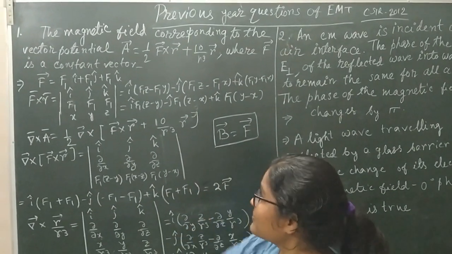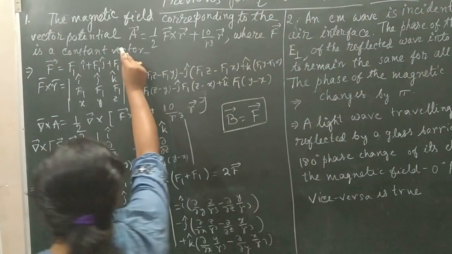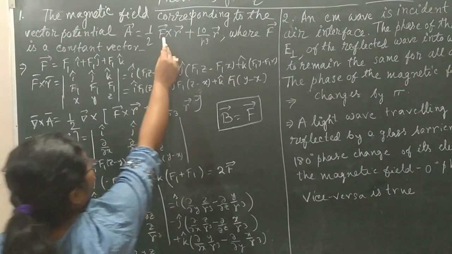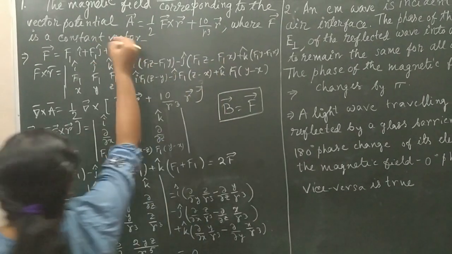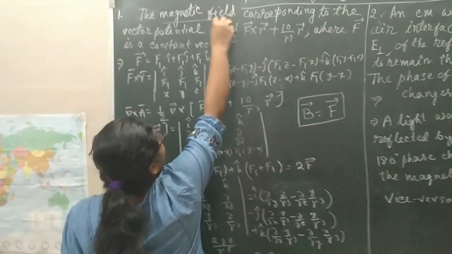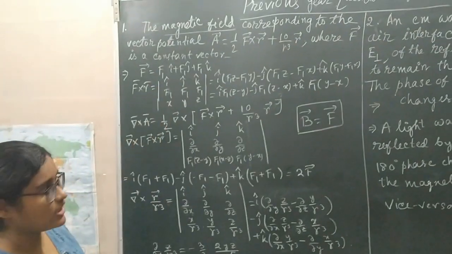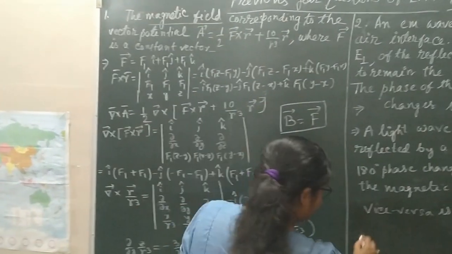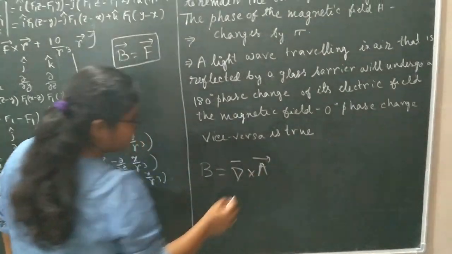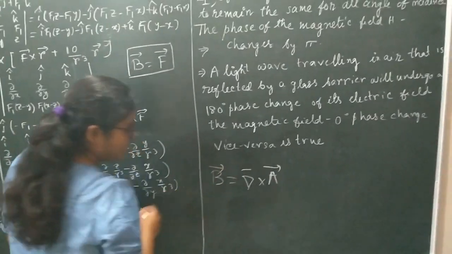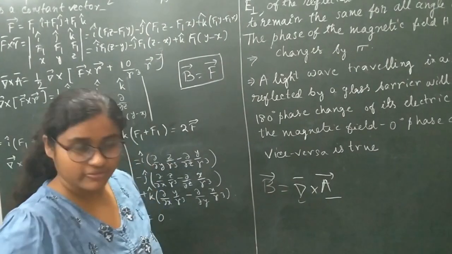So the question is, the magnetic field corresponding to the vector potential A is half F cross R plus 10 by R cube into R vector, where F is a constant vector. So the question asks what is the magnetic field corresponding to this vector potential. Now we all know that B equals curl of A, where A is the vector potential and B is the magnetic field. So A has been given, we have to take the curl of the A vector.